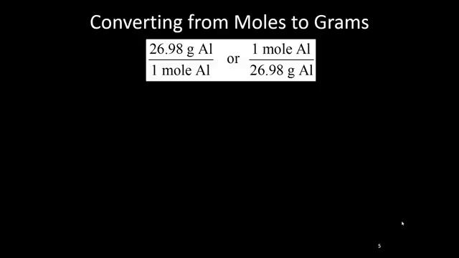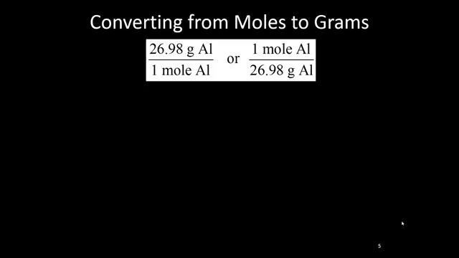How do we convert from moles to grams? Well, the molar mass, 26.98 grams per mole, in the case of aluminum, can be turned into one of 2 conversions. Either 26.98 grams per 1 mole, or 1 mole per 26.98 grams. The first conversion I stated is used to convert between moles and grams, and the second is used to convert between grams and moles.